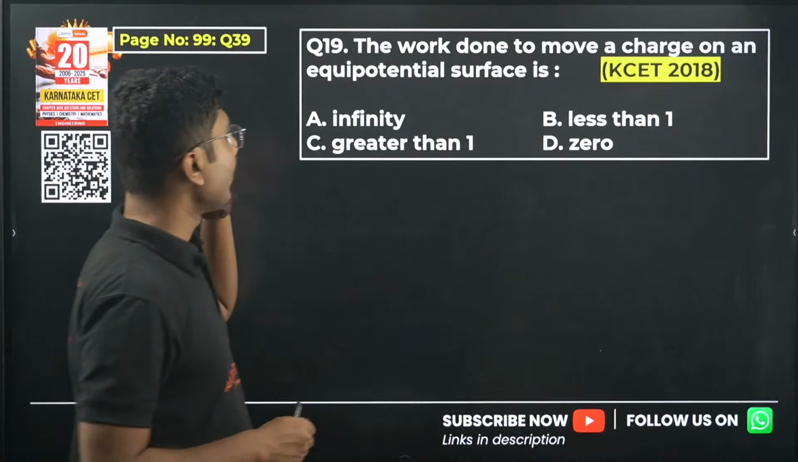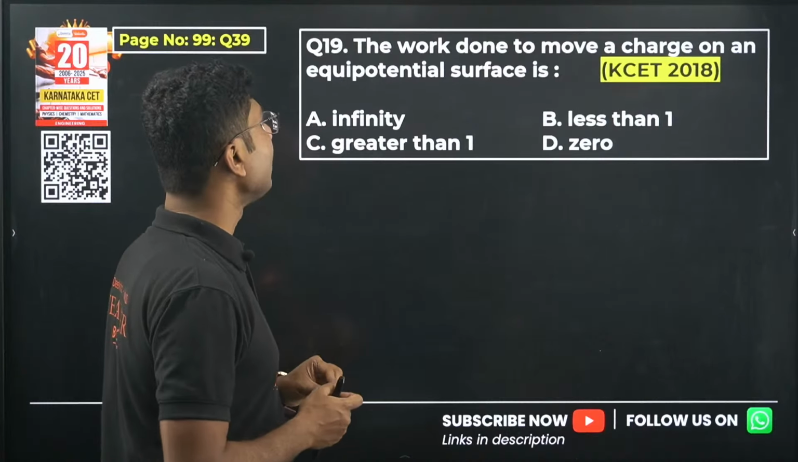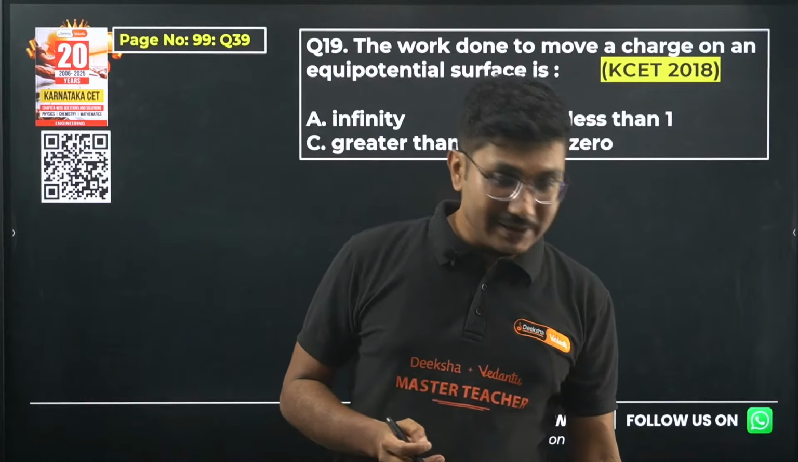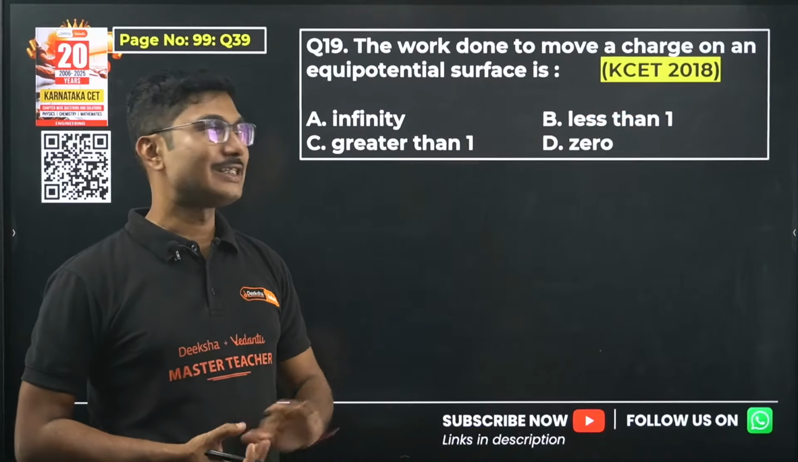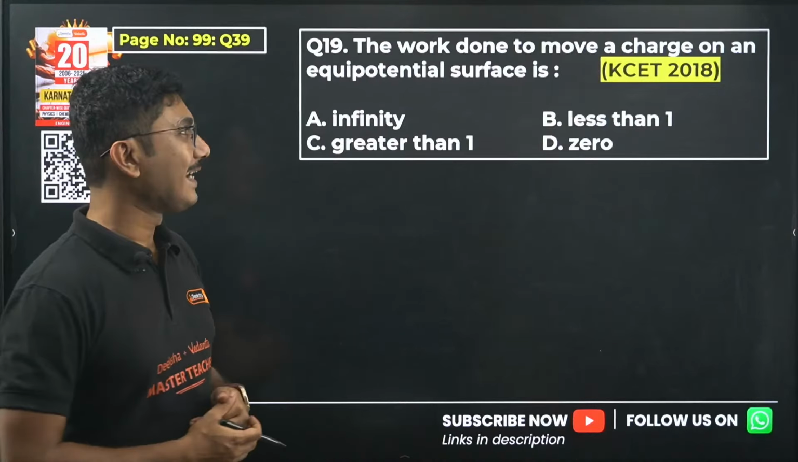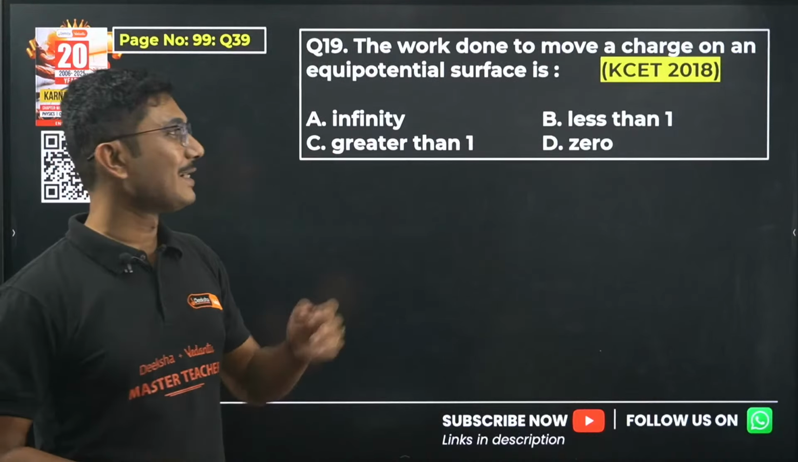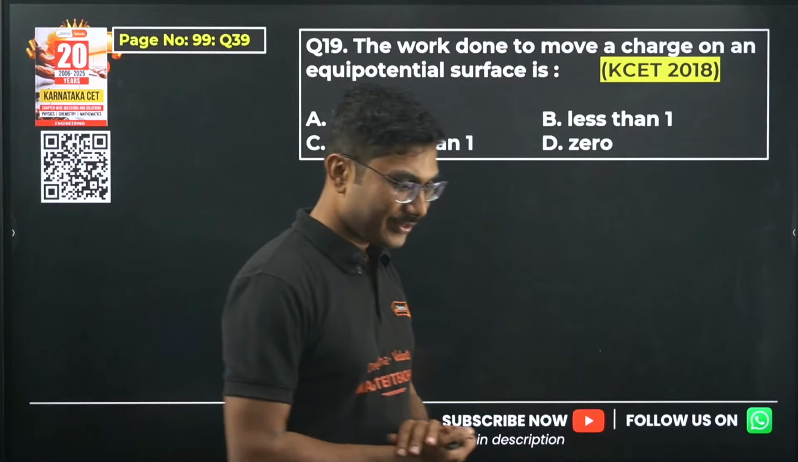Next question, question number 19. The work done to move a charge on an equipotential surface. I will not answer it. The easiest question, and it came in KCET 18. Now this question comes in your PU board exam, PU board model papers, right? So this question nowadays is coming in your PU board exam, but it originally came in the KCET exam. Yes, Aishwarya, Yashwant, Madhavi, everyone is saying option D, 0.